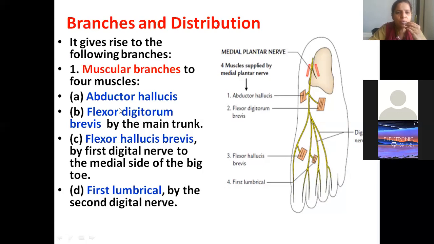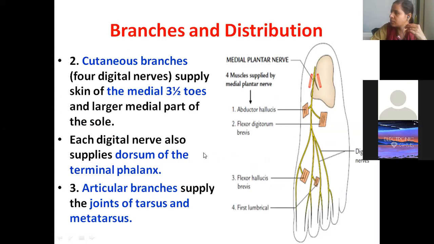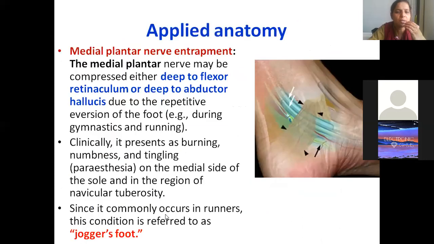Okay. Now branches and distribution, whatever is given here, it's all written. It gives branches to, see, first one, all 1, 2, 3, 4 is written. No? Abductor hallucis, flexor digitorum brevis, flexor hallucis brevis, and first lumbrical. Like that you can frame the sentence. Then cutaneous branches, how many did I say, beta? Medial 3.5 toes. Each digital nerve also supplies the dorsum of the terminal phalanx here. That means not only the plantar aspect, they also go to the dorsum. Now, articular branches supply the joints of tarsus and metatarsus, the tarsal bones and metatarsal bones.